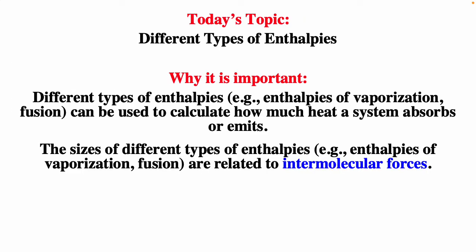This video is on the different types of enthalpies. So different types of enthalpies, like enthalpies of vaporization and fusion, can be used to calculate how much heat a system absorbs or emits. The size of the different types of enthalpies can often be related to intermolecular forces.